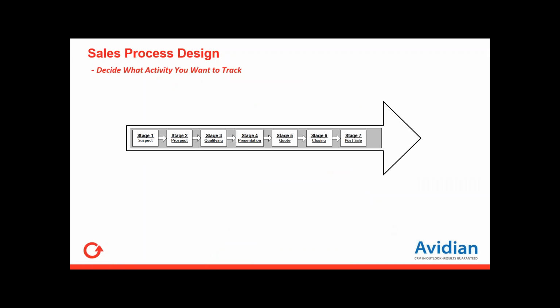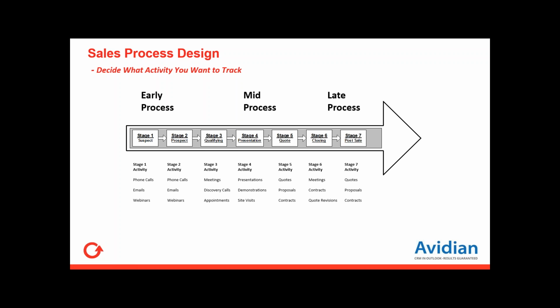So one of the key activities in sales process design is to decide what activity that you want to track. I like to think of it as a sales process that starts early in the process. There's a mid part of the process, and then there's a late part of the process. And in this example, early activities might be phone calls or emails or even webinars. Stage 2 activity might be additional communications of the same type. Stage 3 could be on-site meetings, discovery calls, appointments. Stage 4 might be presentations, demonstrations, site visits, and so on. And so it's useful just to define your normal sales activity, your sales process, in the context of sales stages, and you'll see why that's important as I start showing you how to apply this in your CRM.